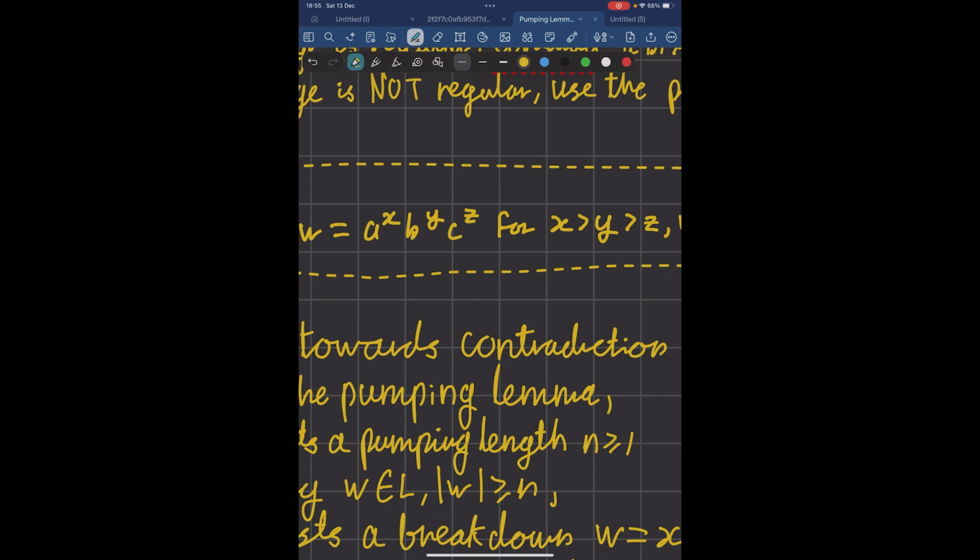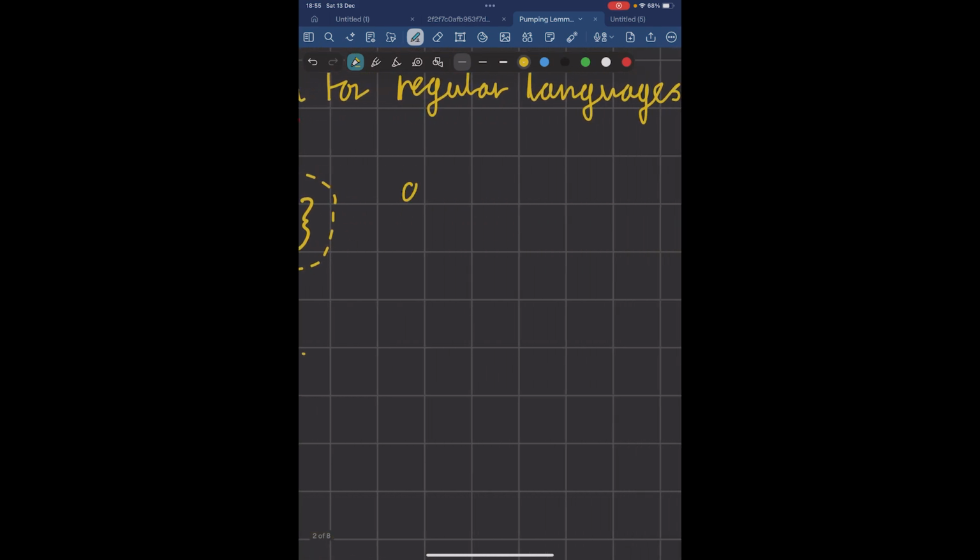So for instance, this would be in the language, because we have 3 A's, which is more than 2 B's, then we have 2 B's, which is more than 1 C. But then this would not be in the language, because we have 3 A's followed by 3 B's, and 3 is not greater than 3.